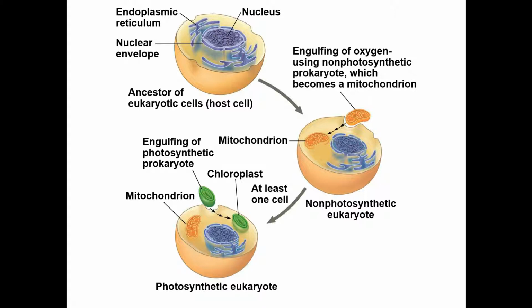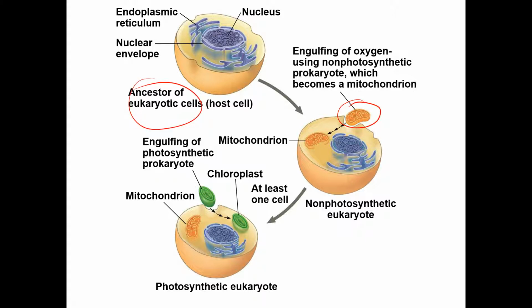So the idea here is that you have this primitive ancestral eukaryotic cell. It's got a membrane-bound nucleus, it's got an endoplasmic reticulum, and it engulfs an oxygen-using non-photosynthetic bacterium, this little guy here. And this bacterium is alive, it can live on its own, but it's engulfed by this ancestral eukaryotic cell.